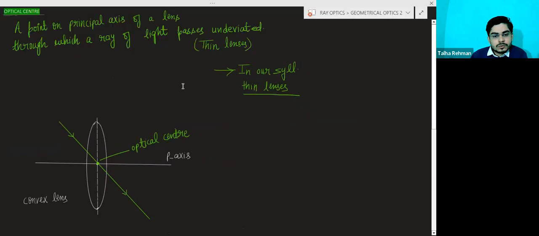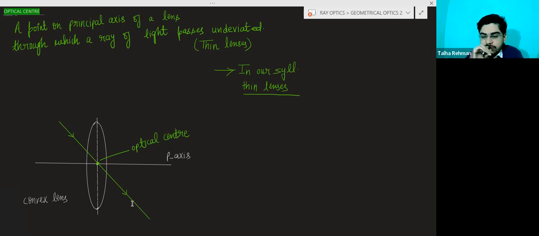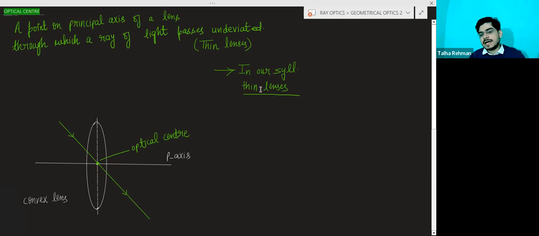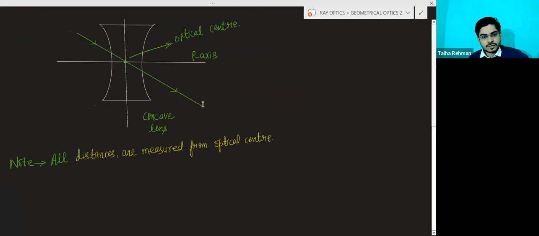Okay, take the screenshot. This ray will remain undeviated in case of thin lenses only. Remember, in case of thin lenses only. So in our syllabus, we will have thin lenses, so we can say that the ray will remain undeviated. If this lens is not thin, then there will be some lateral shift. Okay, right.